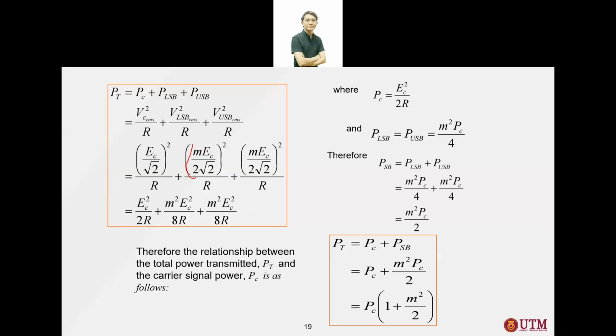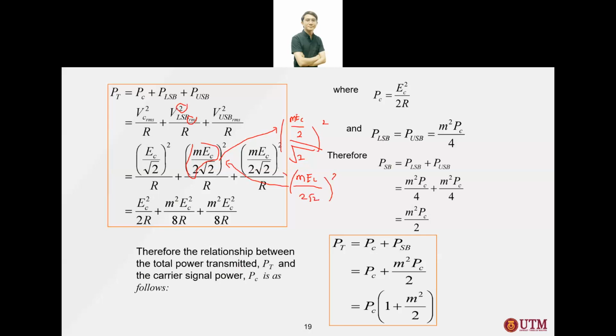The amplitude of the sideband is MEC over 2. But because it is an RMS value, you must divide by square root of 2. Initially it was MEC over 2 divided by square root of 2. Then you do rearranging, you get MC over 2 square root of 2. And because all of them is squared, that's why we have the square here.